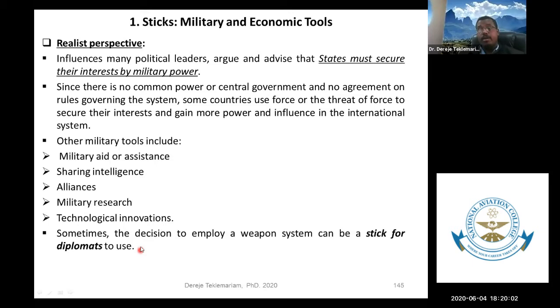I hope you got it, sir. Even if these things are not used directly by diplomats.